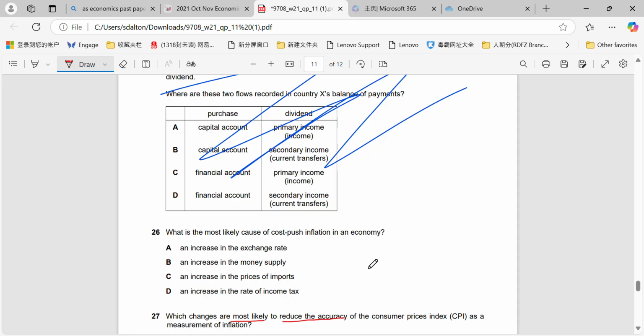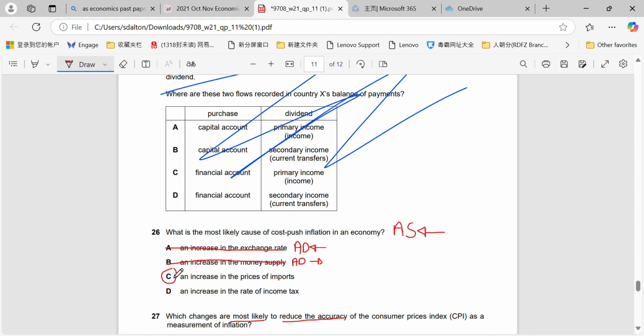Question 26, what is the most likely cause of cost push inflation? So remember, cost push inflation is where aggregate supply moves to the left. Increase in the exchange rate would move AD left, just like we explained in the previous question, either 29 or 30, the effect of an appreciation. Increase in the money supply is an expansionary monetary policy. It would move AD right. So it might affect demand pull inflation, but it won't affect cost push inflation.